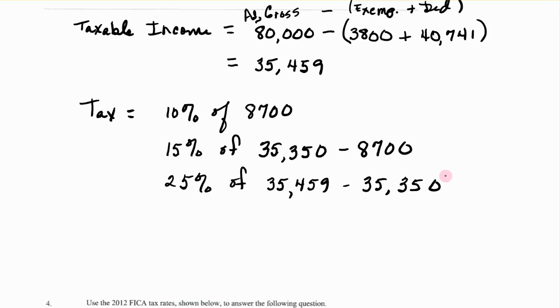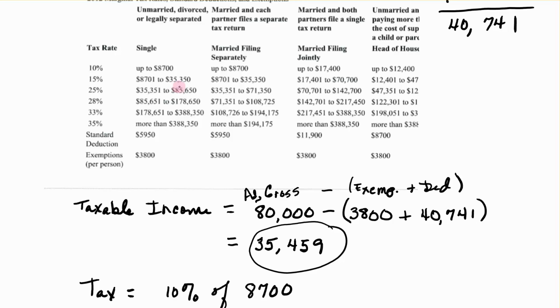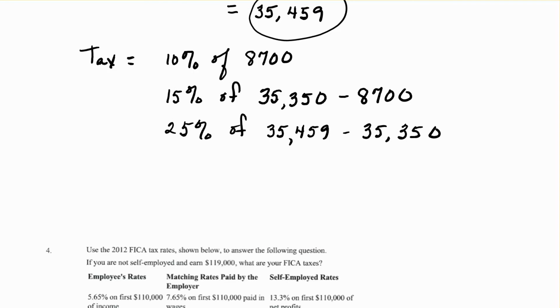I've been getting the numbers. Okay, so this is how much he's going to be taxed on, but different pieces of it he's taxed different amounts. The first 8,700 of it he only pays 10%. The part that is between the 8,700 and the 35,350, you pay 15%. The part that is over 35,350, you pay 25%. So you pay different percents for different ones. So it's going to look like this.